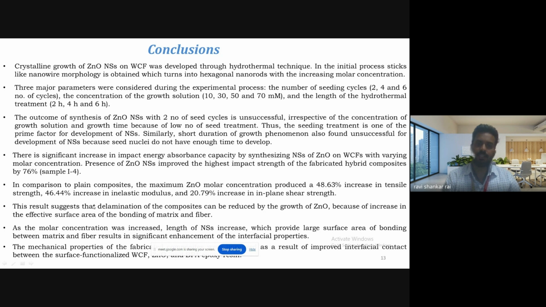This result suggests that delamination of the composite can be reduced by growth of ZnO because of the increase in effective surface area of bonding between matrix and fiber. As the molar concentration was increased, the length of the nanostructure increased, which provides a large surface area of bonding between matrix and fiber, resulting in significant enhancement in the interfacial property. The mechanical property results come from improved interfacial contact between the surface functionalized woven carbon fiber, ZnO, and bisphenol A epoxy resin.